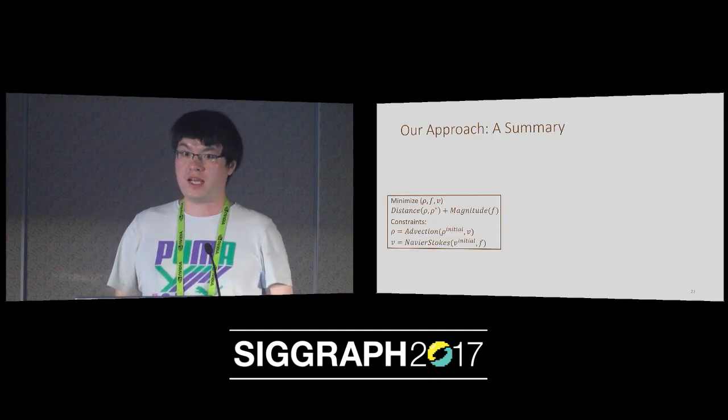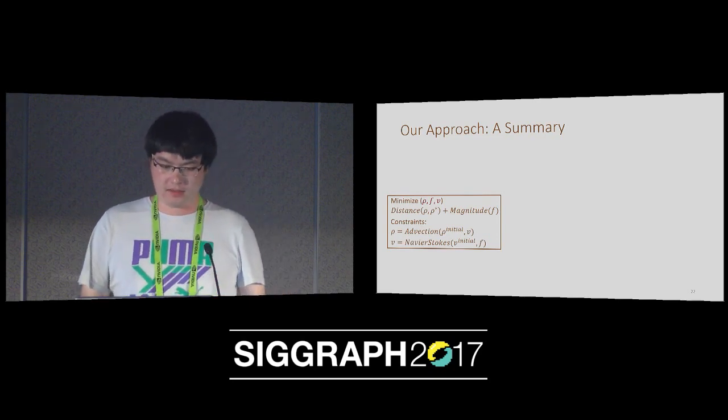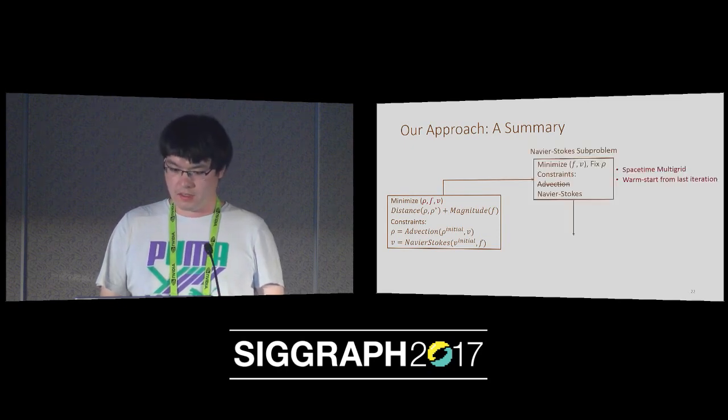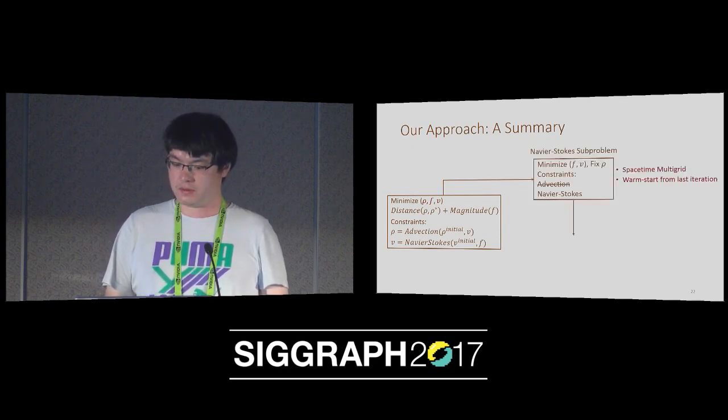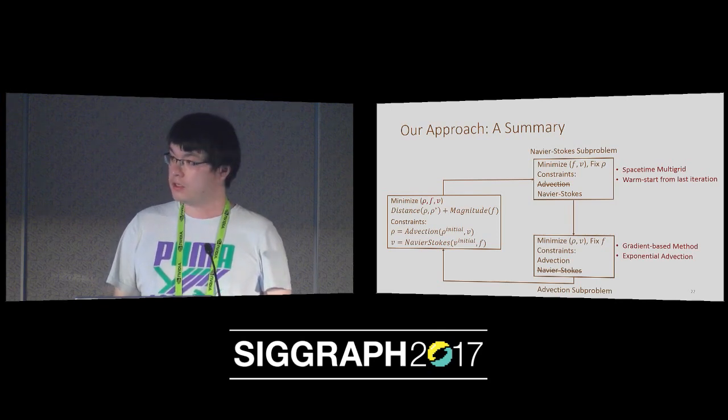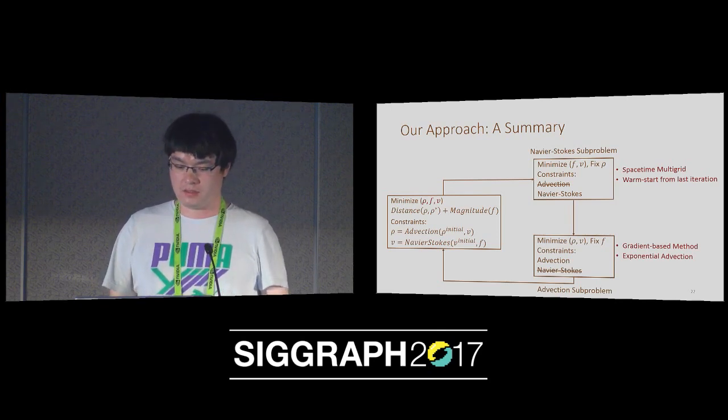So now we can summarize one outer loop of our method. It consists of a solve of the NS subproblem using the spacetime multigrid, which is warm started from the last iteration. We don't start from scratch. And one solve of the advection subproblem using a conventional gradient-based method, but with the exponential advection operator.